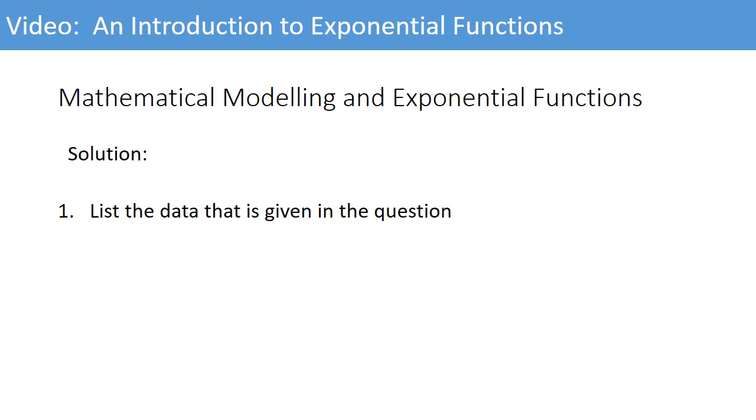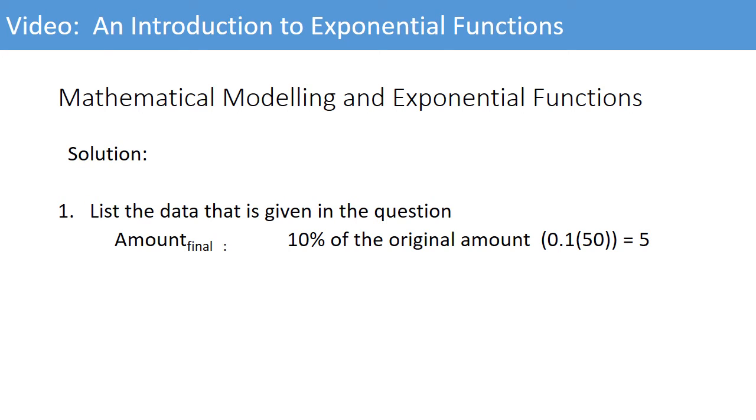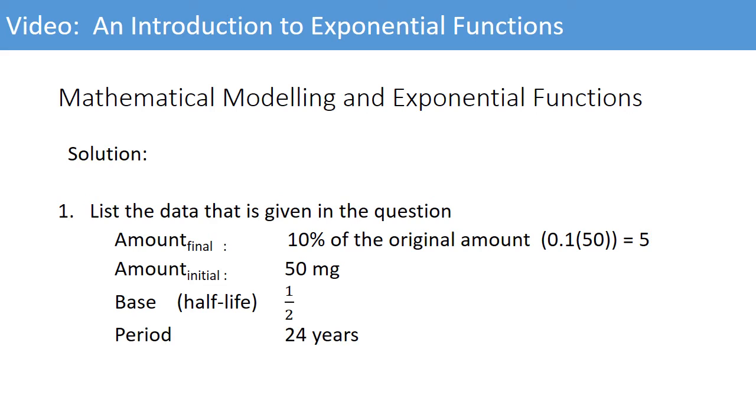How to do this? Step 1, list the data that is given in the question. The final amount is 10% of the original, so 10% of 50 is 5. The initial amount, let's refresh, is 50 milligrams. The half-life base is 1/2. The period is 24 years. We're trying to find time, so time is our unknown value in this question.